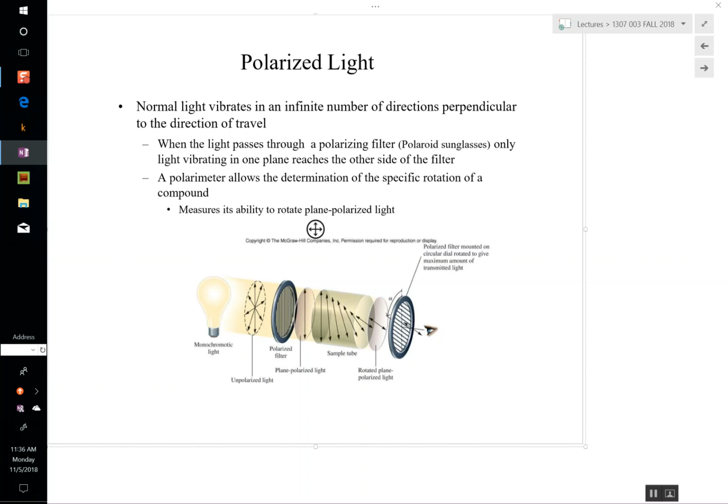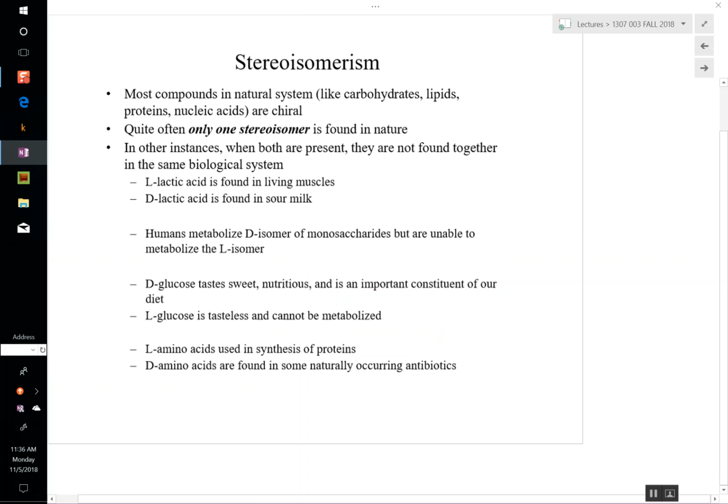A mixture of 50-50 of the two isn't going to rotate it. Some of it is going to rotate that way, some that way, and it's going to end up pretty much the same. So chemically, it's reacting the same way. There are a few exceptions. You can find some L-lactic acid sometimes. The D-glucose is sweet. L-glucose isn't sweet. You can't taste L-glucose. Your body won't metabolize it.